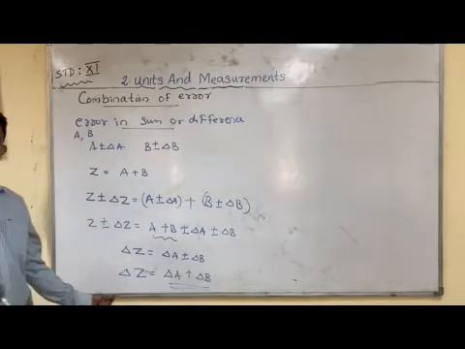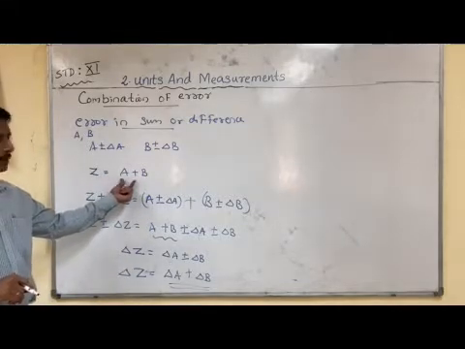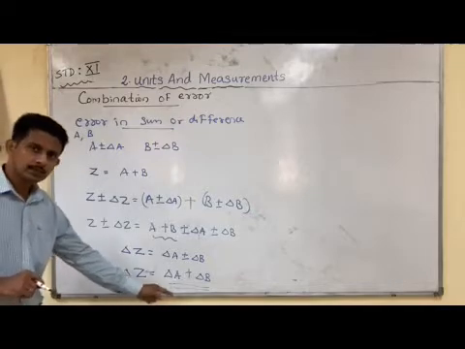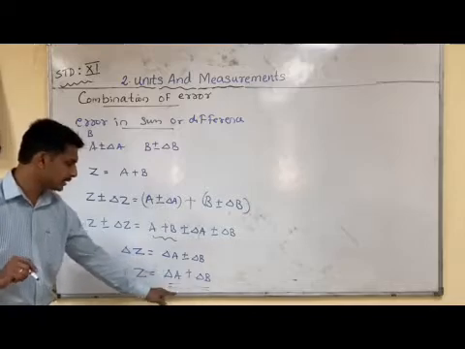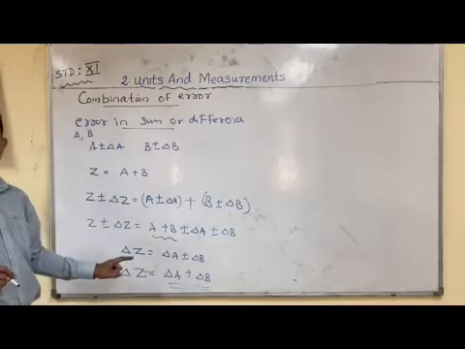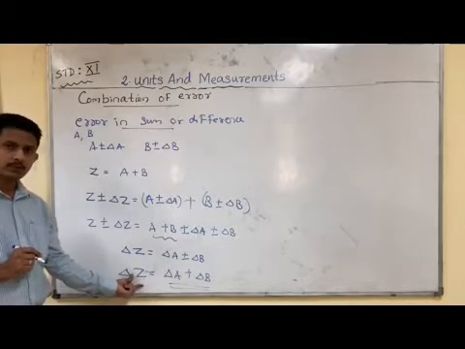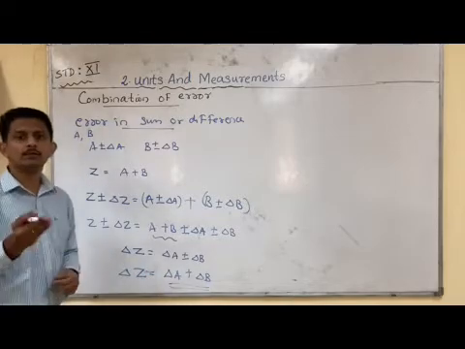That means when two quantities are added, the absolute error in the final result is the sum of the absolute errors of the individual measurements. In the beginning I said delta A and delta B are the absolute errors in this measurement only. So when two quantities are added, the absolute error in the final result is the sum of the absolute errors in the individual measurements.